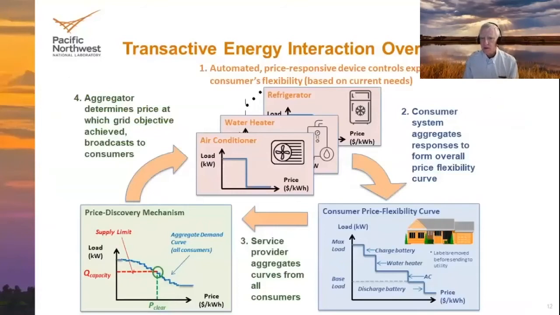The slide here gives you a general idea. There are automated price-responsive devices. They have some curve that tells how they will respond to the elasticity of price. The various systems in a home are aggregated together, and they give you the overall price flexibility curve for that home. The service provider aggregates the curves from the customers that say what they will do at what price. They clear the market, they send out the clearing price, and the devices behave according to what they said they would do at what price. Either they get to play or they don't, and you just repeat that loop over and over again in time. On the Olympic Peninsula project that Terry mentioned, that was a 5-minute time interval.